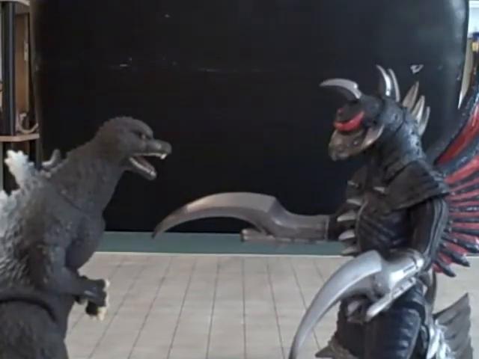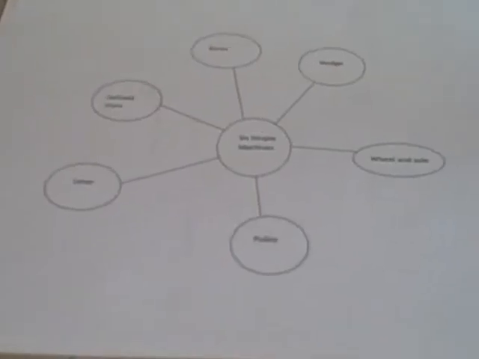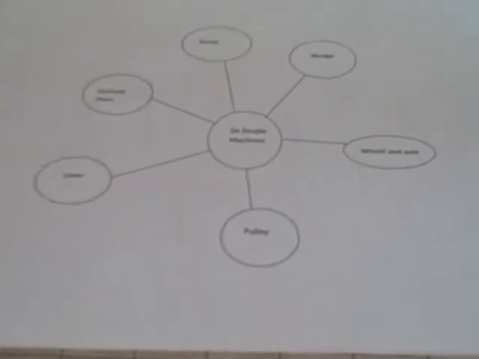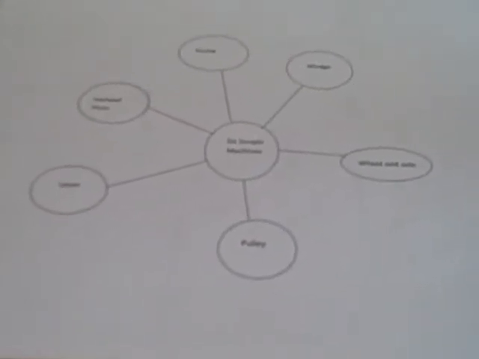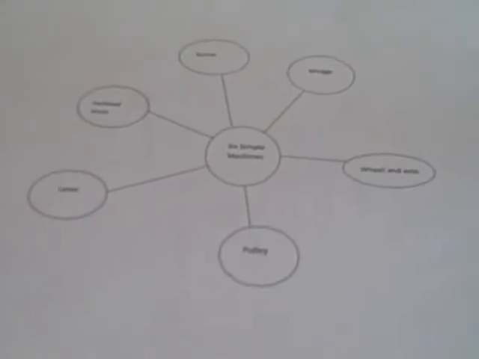Well, since you already know about those, Godzilla, we'll move on to our last topic, the 6 simple machines. This bubble map illustrates the 6 types of simple machines: the pulley, the wheel and axle, the wedge, the screw, the inclined plane, and the lever.